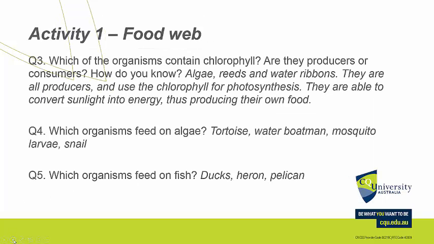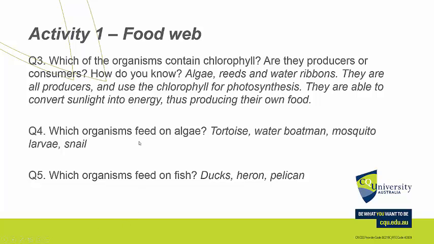The food web, we gave you a couple of questions here this week. Which of the organisms contain chlorophyll? Are they producers or consumers? How do you know? And we can start to see and explore and hypothesize. So what contain algae, reeds, water ribbons? They're all producers, because they're producing chlorophyll. This is photosynthesis, which is one of the topic terms for this week. They are able to convert sunlight into energy, thus producing their own food. So they are producing food.